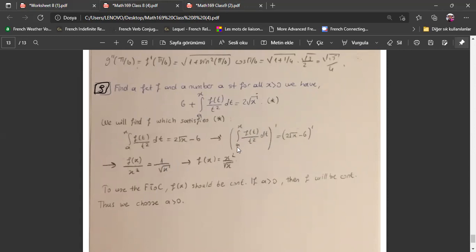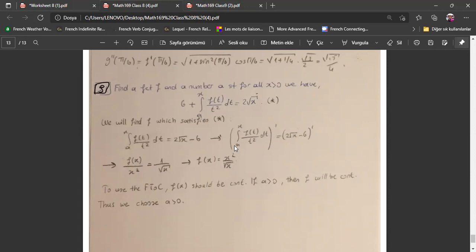And as we have some constant a and x here, the derivative of that is just, when we plug t equals x, f of x over x squared, equal to that function. So f of x is equal to this, right? So recall that we can take this derivative using the theorem if f of t over t squared is a continuous function.